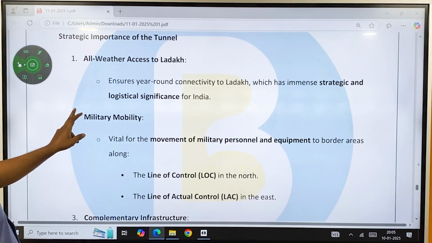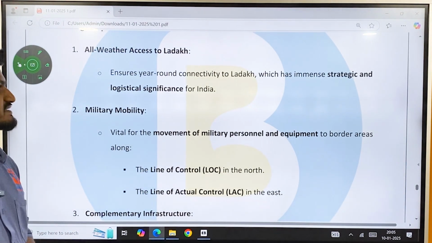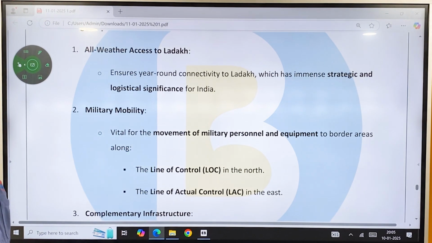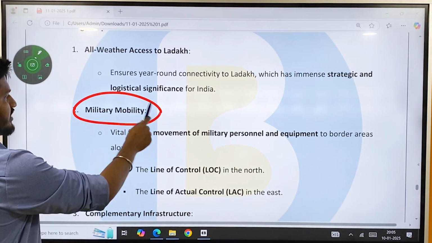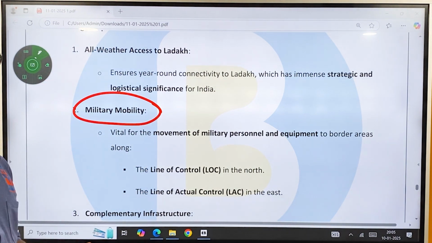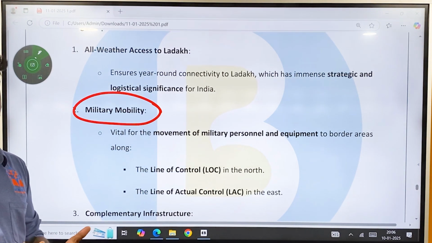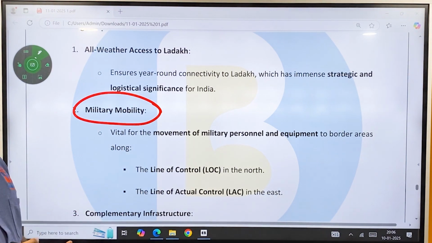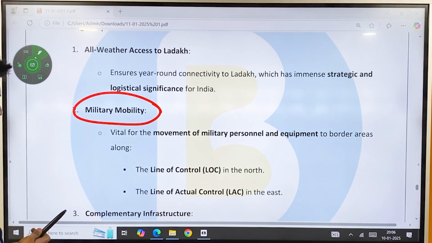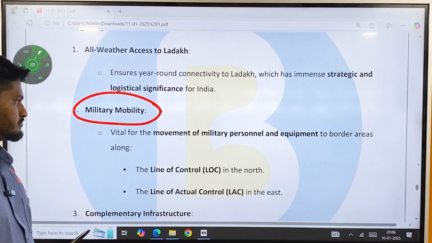So strategic importance is it provides all-weather access to Ladakh, ensures year-round connectivity to Ladakh, which has immense strategic and logistical significance for India. Then it also provides military mobility, very important, especially in the backdrop of India and China clashes in the border, as China is focusing on building infrastructure at the border areas. This comes as a good move from the Indian government also.